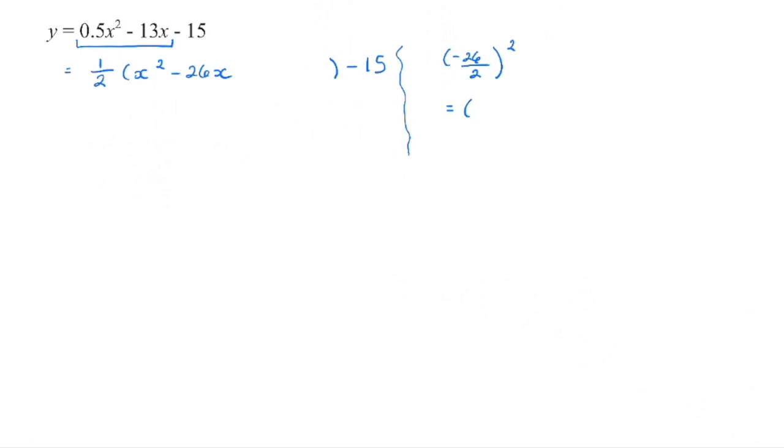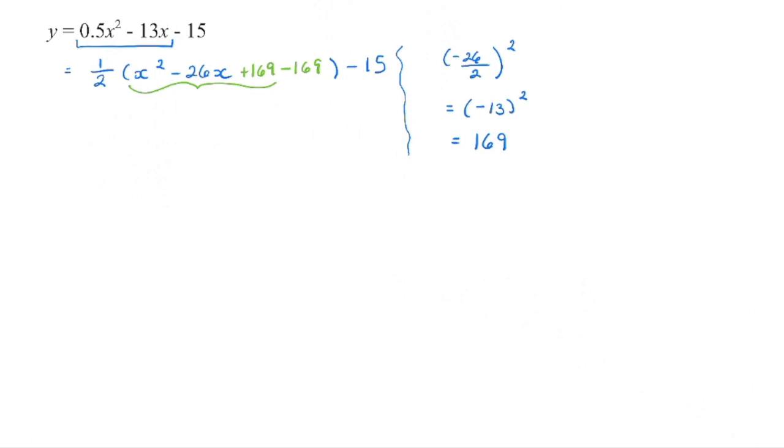So -26 divided by 2 gives me -13. -13 squared will become +169. So we're going to go in here and we're going to add 169 to get our perfect square trinomial, and right away we're going to subtract that in order to zero it out. So this is now factorable.